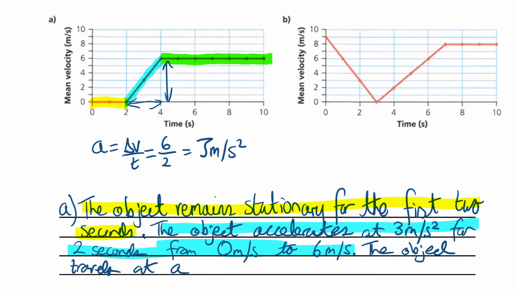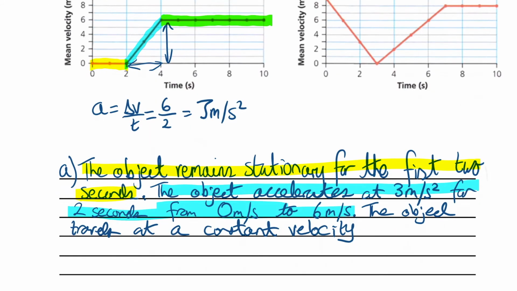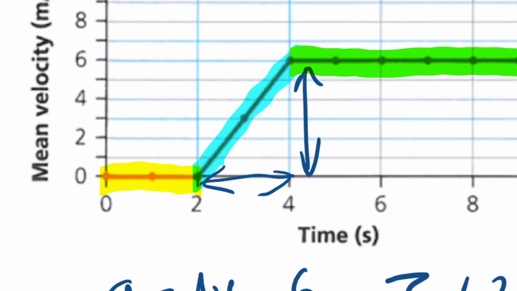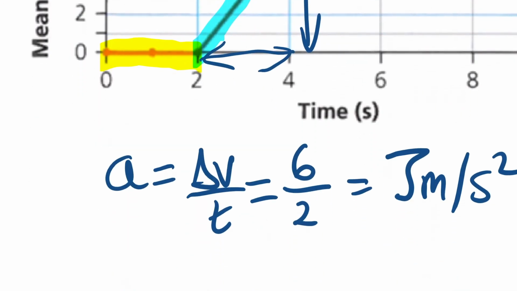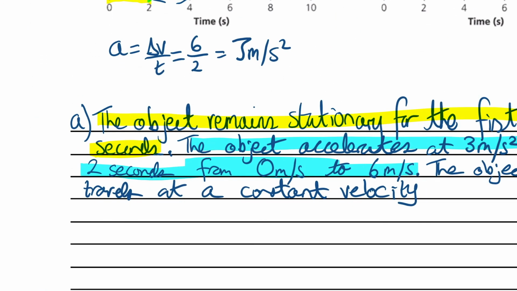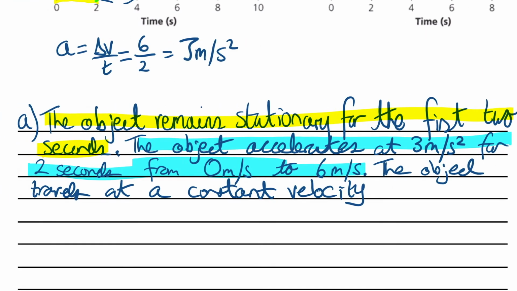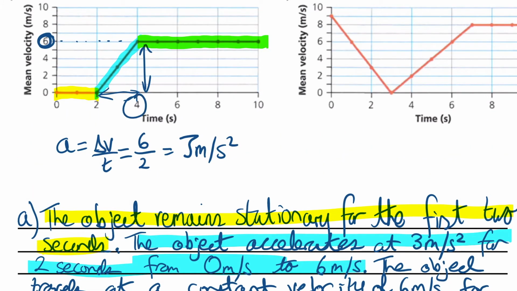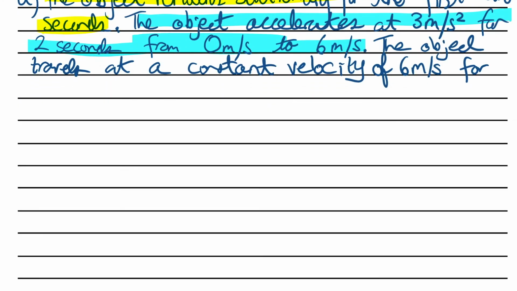At a constant velocity. Now, we want to include as much detail as possible. So by looking at the graph, we can see that that constant velocity, if we come across here, is 6 meters per second. For how many seconds? Let's go back to the graph. It's going from 4 to 10, and that's 6 seconds.